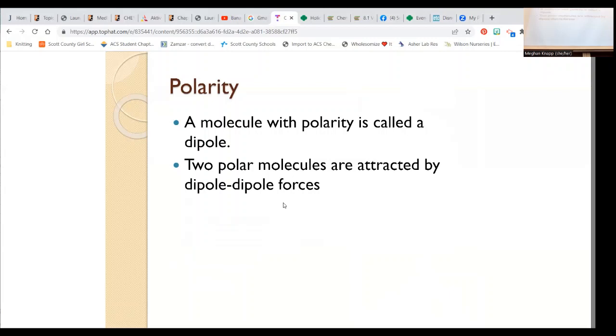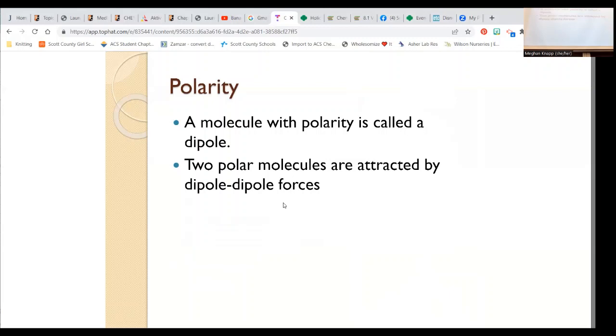And two dipoles can be attracted to each other, two water molecules or water and sugar, by what are called dipole-dipole forces. So we're going to talk about several different forces throughout the semester that cause molecules to be attracted to one another, and this is one of the stronger ones, dipole-dipole forces.